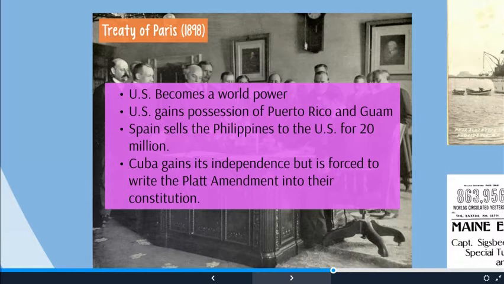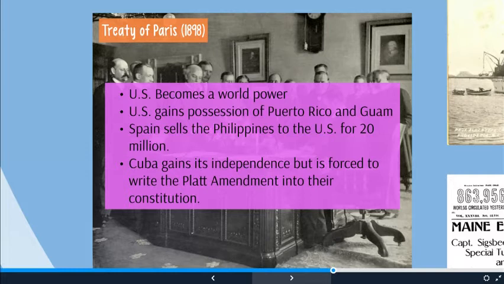Well, when the treaty is signed, the United States gives them their independence, but we add to the Constitution of Cuba something called the Platt Amendment. The Platt Amendment is really important because it gives America influence over Cuba and all their foreign affairs moving forward. We also get the right to a military base inside of Cuba, which is known as Guantanamo Bay. And Guantanamo Bay is still operational to this day.